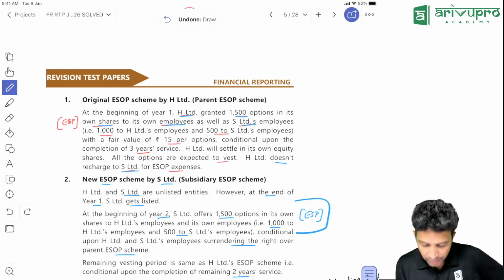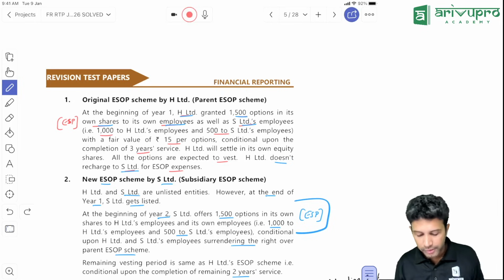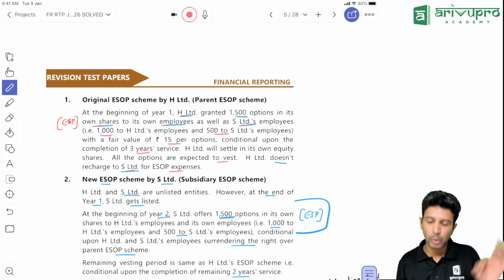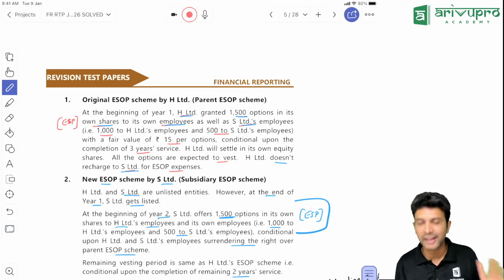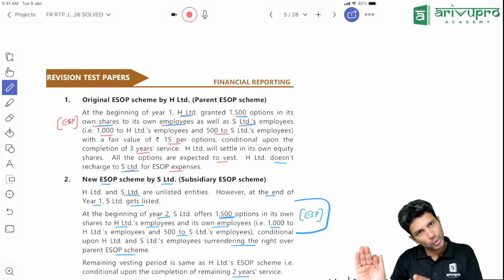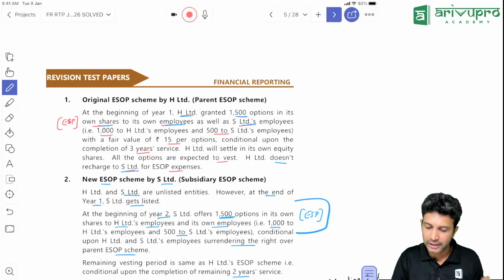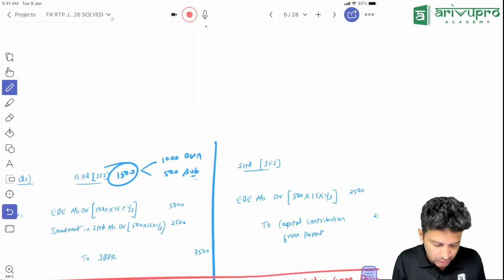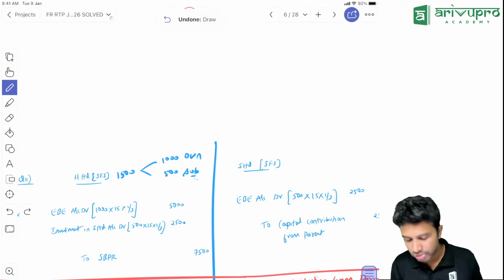Now, what did they say? At the beginning of year 2, S Limited offers 1,500 options in its own shares to H Limited's employees and its own employees. Earlier the scheme was that the parent will give shares to its own employees and the subsidiary's employees, correct? That was the scheme. The parent will give totally 1,500 shares. Of this 1,500, 1,000 will be given to the parent's employees only, 500 to the subsidiary's employees.